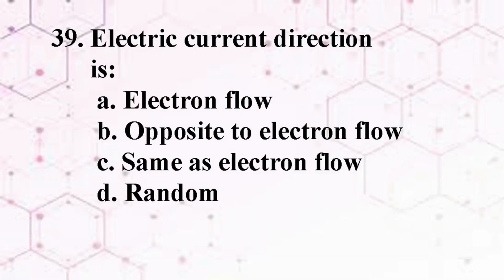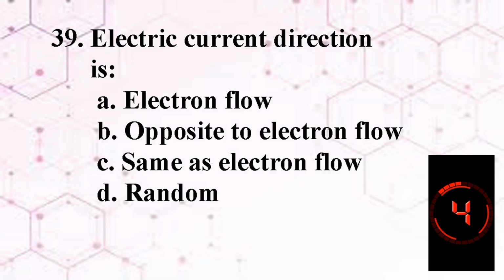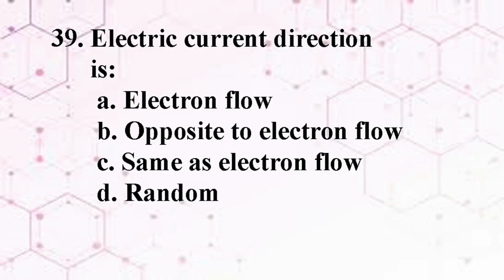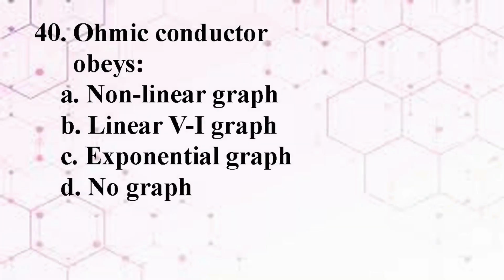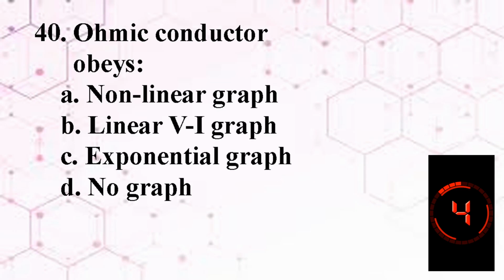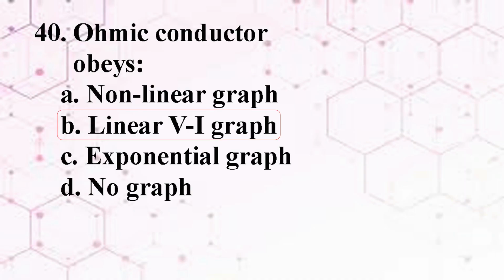Question number 39. Electric current direction is A electron flow, B opposite to electron flow, C same as electron flow, D random. The correct answer is B, opposite to electron flow. Question number 40. Ohmic conductor obeys A nonlinear graph, B linear voltage current graph, C exponential graph, D no graph. The correct answer is B, linear voltage versus current graph.